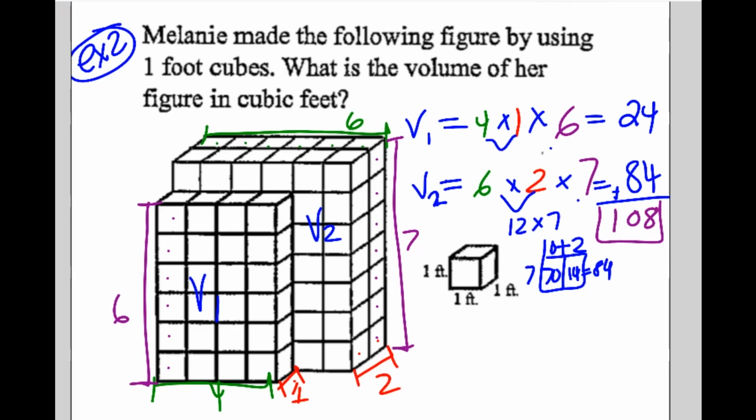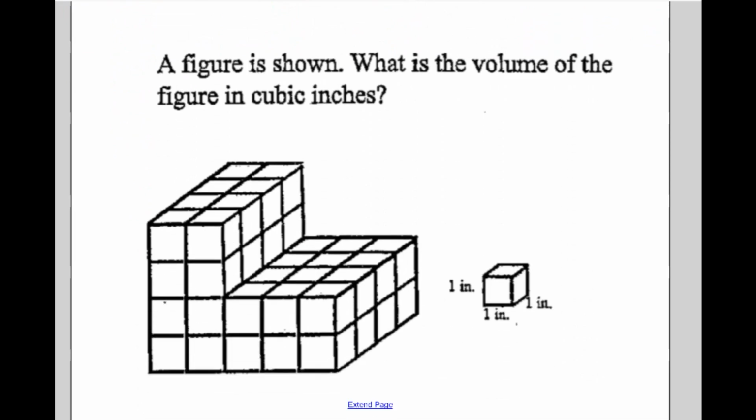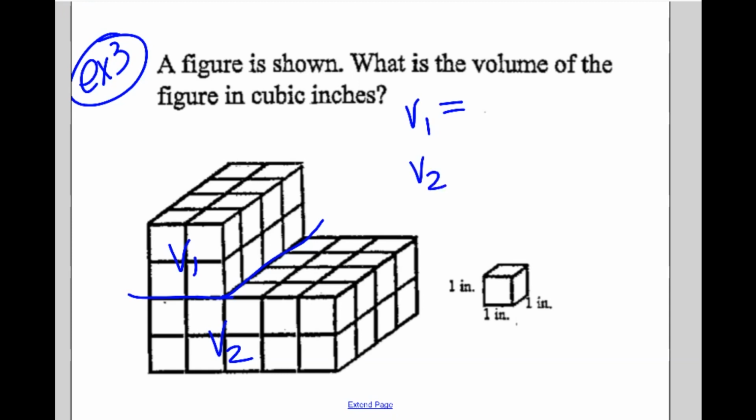Let's do our last example. All right, example 3 says, a figure is shown. What is the volume of the figure in cubic inches? So again, I'm going to slice it right here and then slice it right there on the straight line. So now I have volume 1, volume 2. And let's go from there.